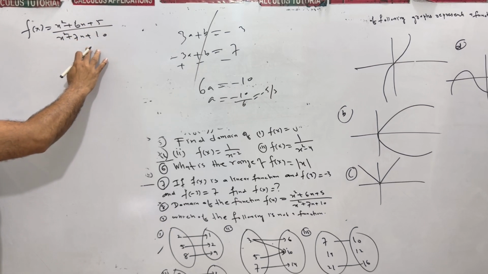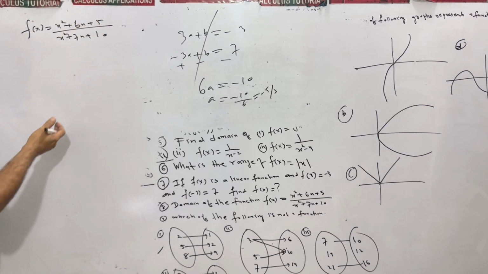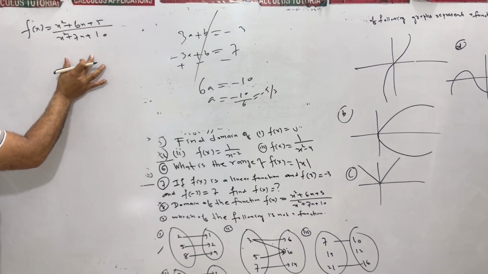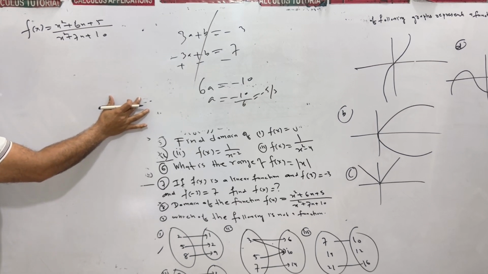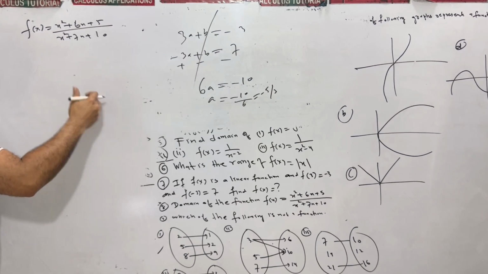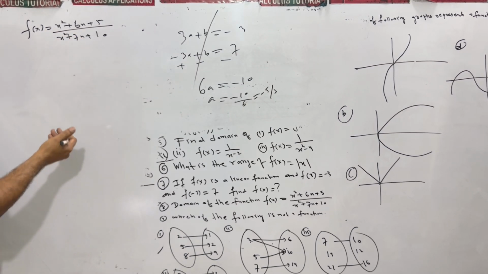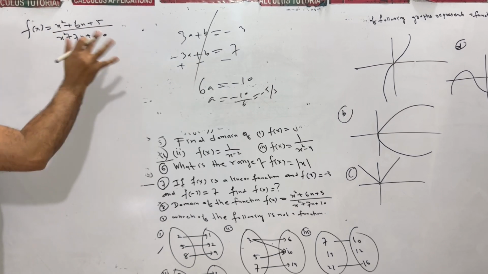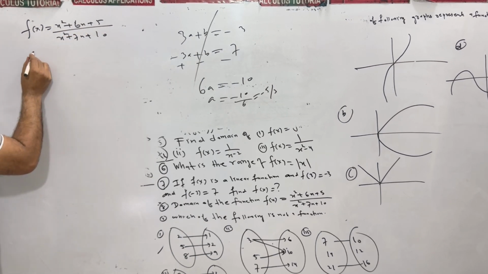Factorize the numerator as well as the denominator. Common factors must be cancelled out. Then take the denominator equal to 0 and solve for x. Exclude these values that come from the solution of the denominator. It's our domain. Let's see how to find it.